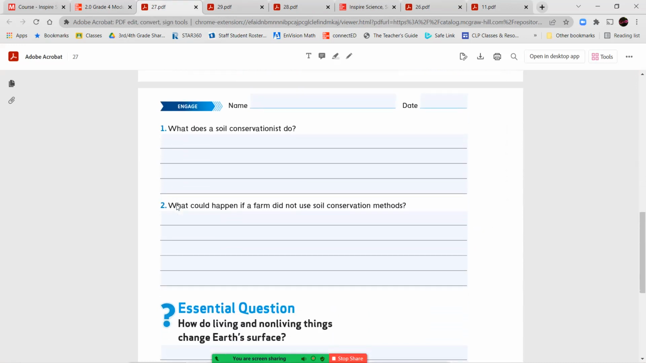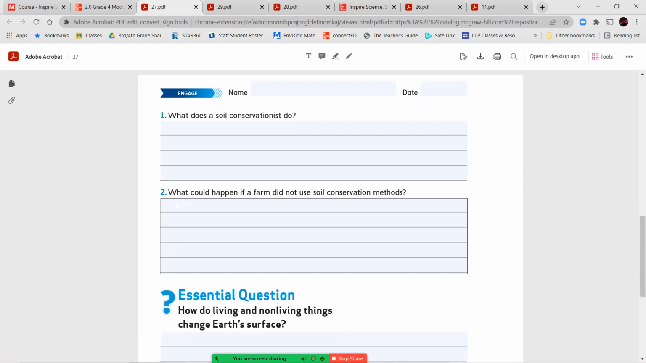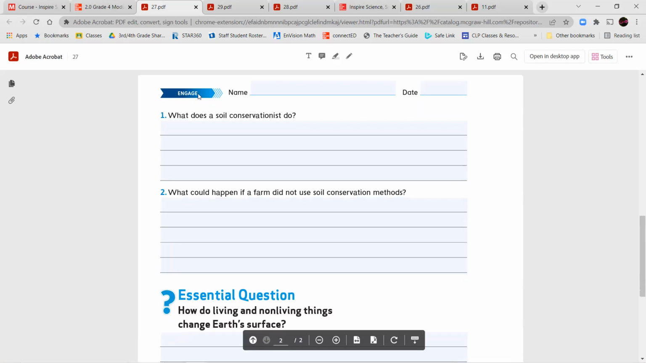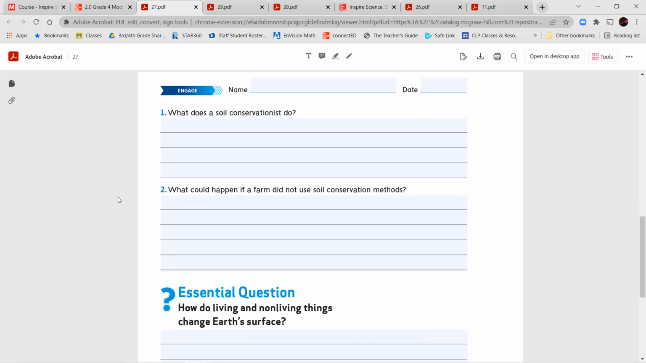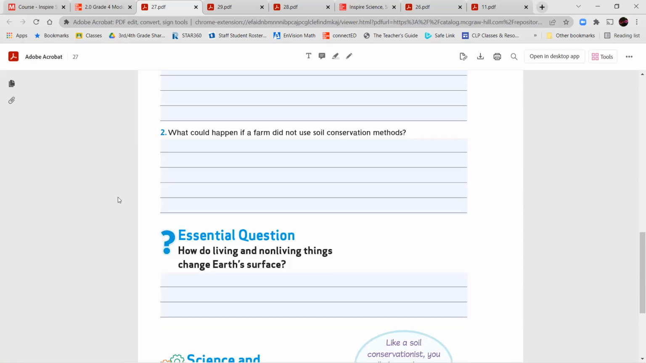Once you've completed your reading, you're going to answer these 2 questions. What does a soil conservationist do? And what could happen if a farm did not use soil conservation methods? Remember, when you're writing out your answer, to pull part of the question into your answer to make it complete. So for number 1, where it says, what does a soil conservationist do? You're going to start your sentence by saying a soil conservationist, and then tell me what they do. For the second question, if a farm did not use soil conservation methods, then, and you would tell me what would happen.